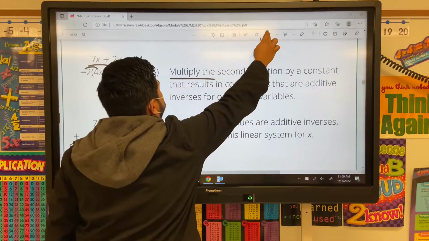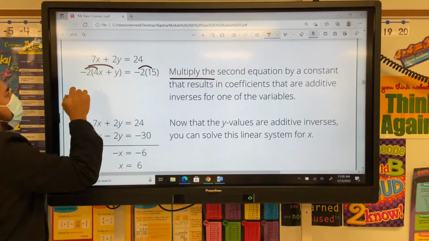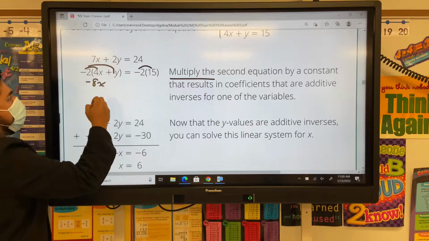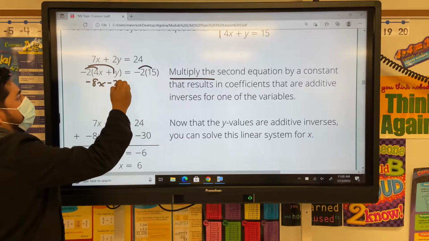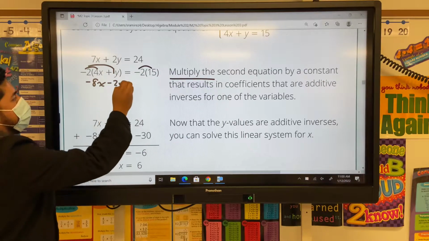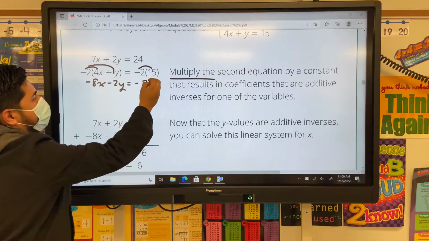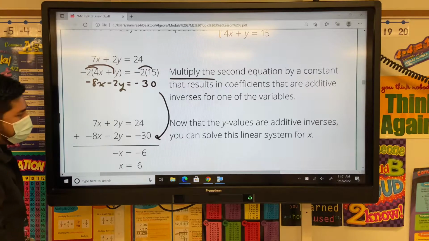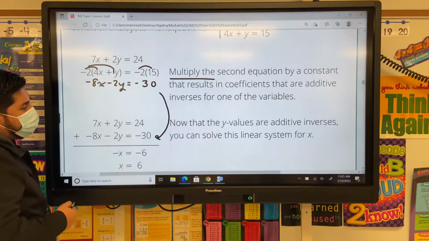We can do the math real quick, that's no problem. -2 times 4 is -8. -2 times an imaginary 1 is -2. -2 times 15 is -30, which is where they got it from right here. Okay? Now, as we can see, there's our additive inverse.